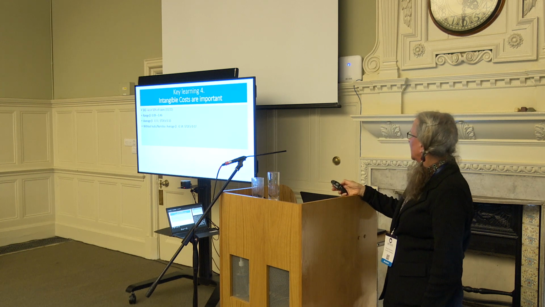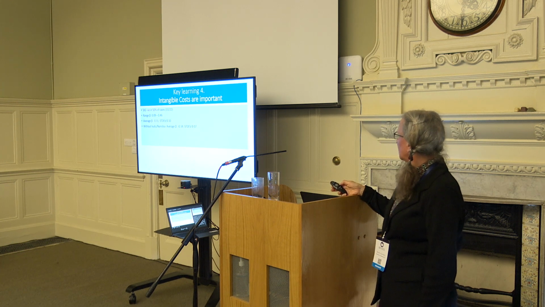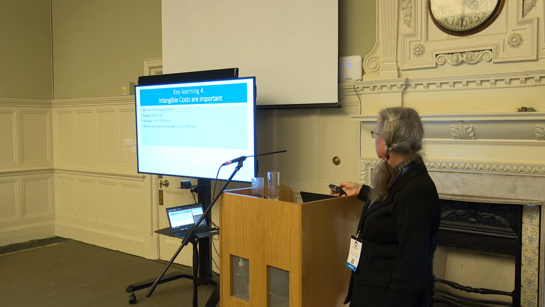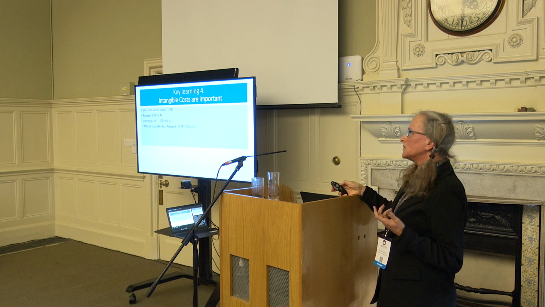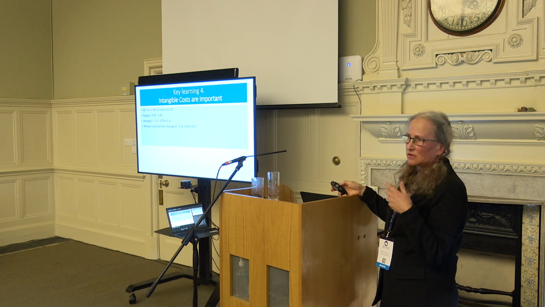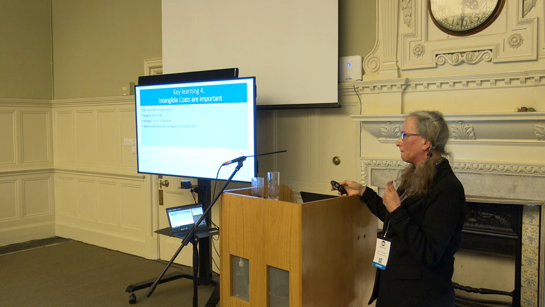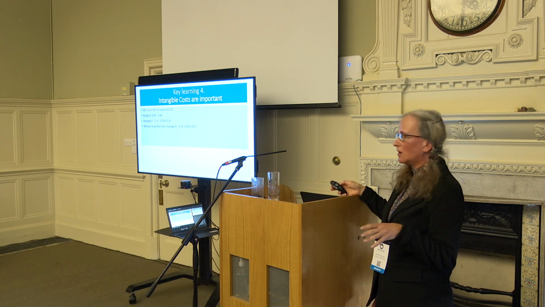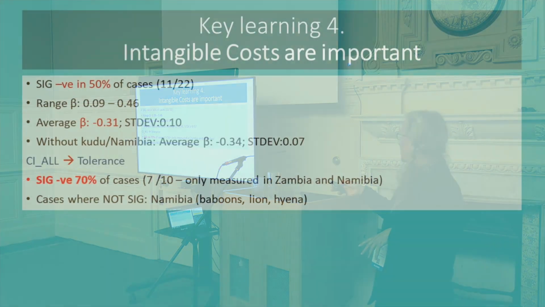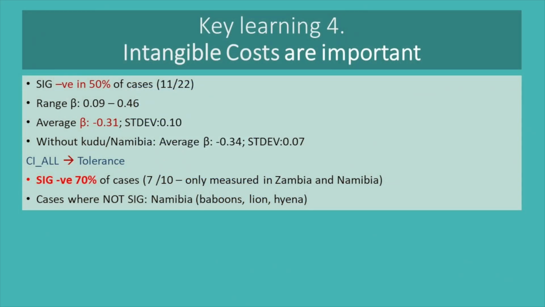The fourth key learning is that intangible costs are also important in about 50% of cases. But what we hypothesize is, in cases where you have lots of different damage-causing species, it's possible that maybe the cumulative damage from all the species could affect tolerance to the specific target species. So what we find is that does seem to be the case. In 70% of cases we find that, although we've only measured that in Zambia and Namibia.